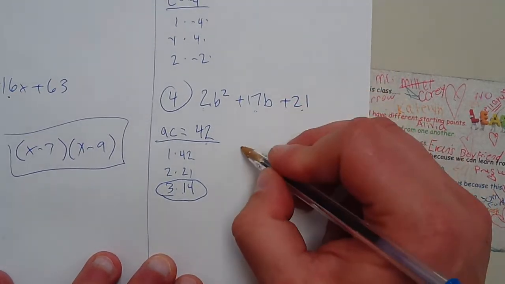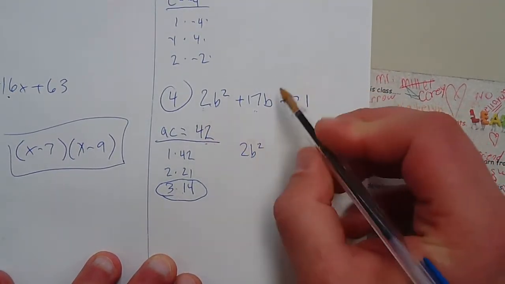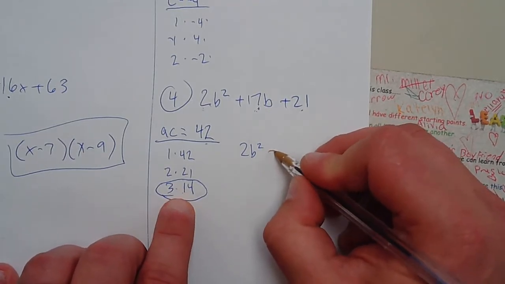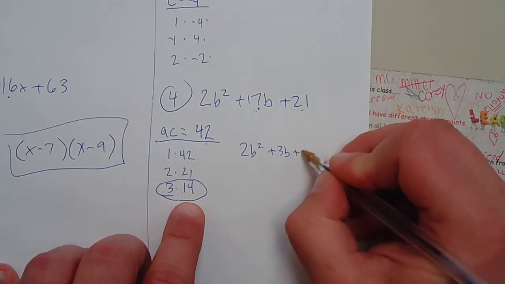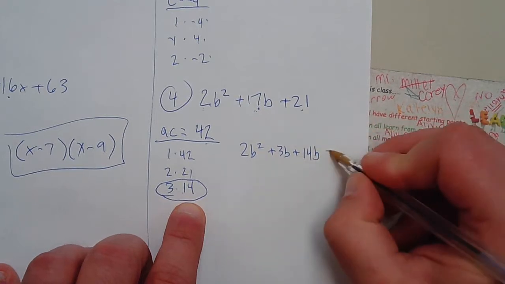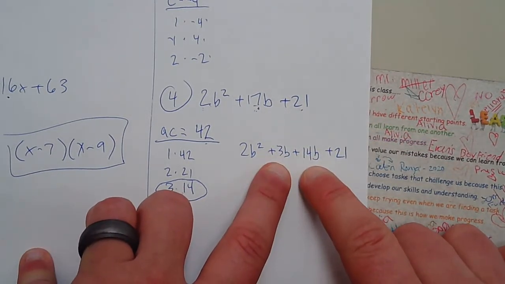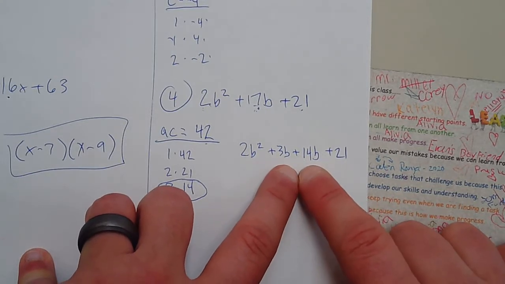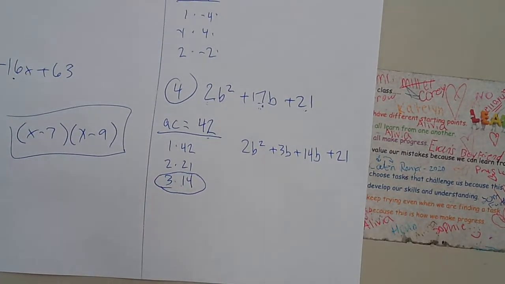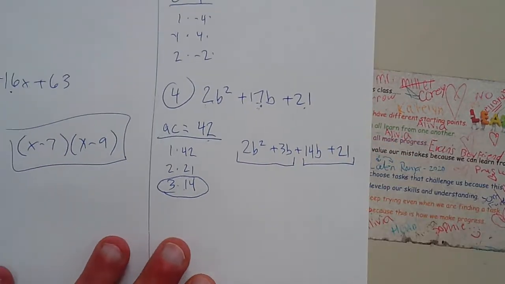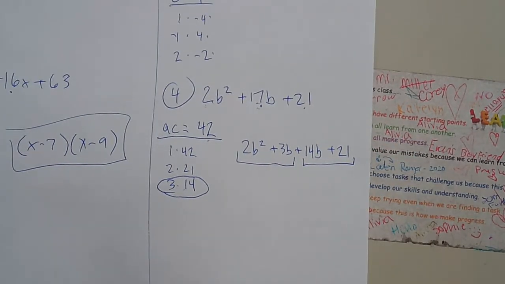What you do is you rewrite the problem, except instead of writing this as 17b, you write it as these two factors. We're going to call it plus 3b and plus 14b. We're taking this 17b and splitting it into a different group. This is the same thing; those would add to 17b. We're rewriting it with these numbers that we chose. And now what we do is we group the first two and the last two together.